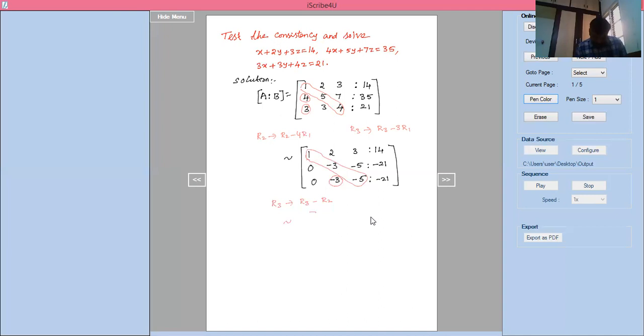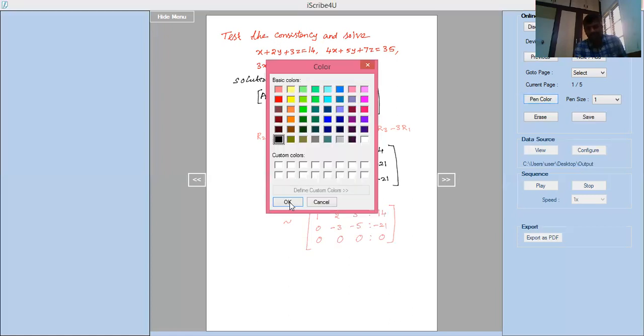So now we can take, what is that? 1, 2, 3 is 14. 0 minus 3 minus 5 minus 21. 0 minus 3 plus 3 should be 0. Minus 5 plus 5 should be 0. Here also we are getting 0. Right. So now here, what are we getting? Minus 3 plus 3, minus 5 plus 5, minus 21 plus 21. We are getting 0. Now here I can take what is the rank of A.